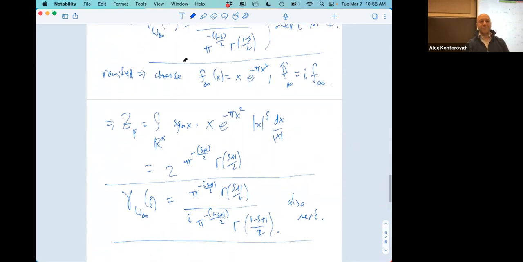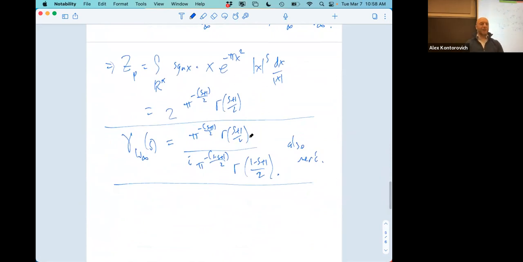Either ramified or unramified, we can work out exactly what the gamma factor is. Can you see why it's called little gamma? It's just a ratio of gamma factors. What's the p-adic analog of that? So case 2, p unramified.